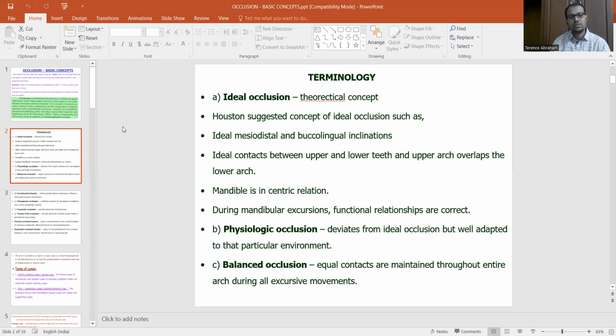What is balanced occlusion? Balanced occlusion we can't see in human beings or in our mastication process. We can only see balanced occlusion in dentures. Equal contact should be maintained throughout the entire arch during all the excursive movements. So when we protrude the mandible or shift the mandible in the lateral direction, all the teeth should be in equal contact with each other. That is balanced occlusion, which is not practical for human beings or our normal natural occlusion.